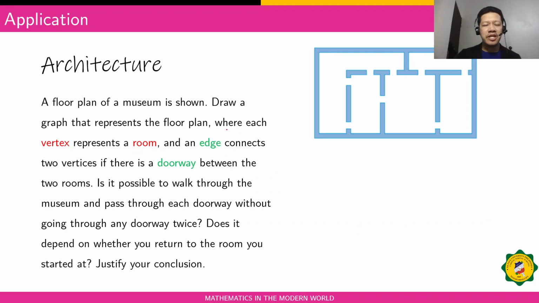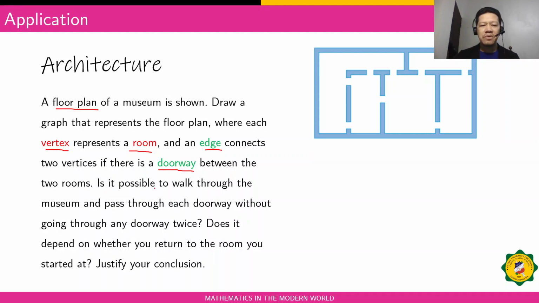another application of Euler path and Euler circuit, this time in the field of architecture. So a floor plan of a museum is shown. Draw a graph that represents the floor plan where a vertex represents a room and an edge connects 2 vertices if there is a doorway. So the doorway will become an edge in the graph.